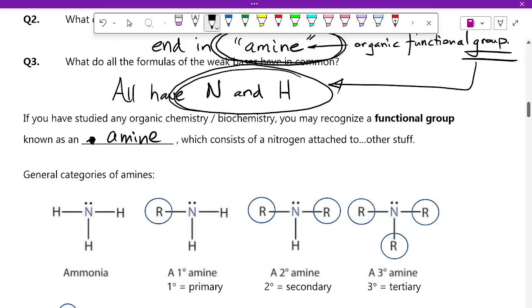Again, do you need to know these categories of amines? No, you don't, but I'm just going to introduce it to you so you've seen it.